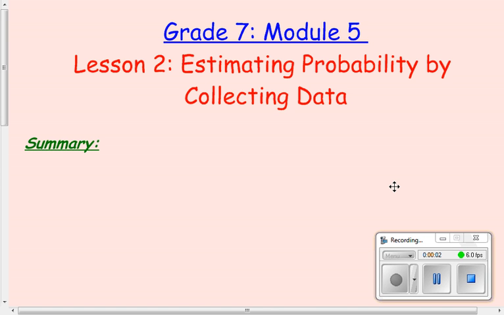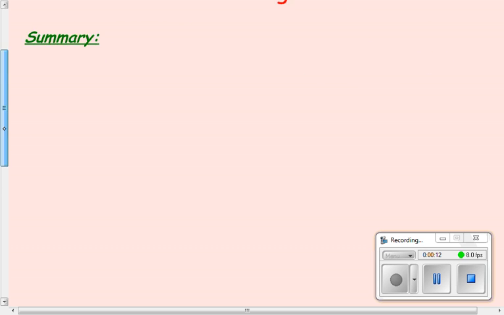Hello, everyone. This is grade 7, module 5, which deals with statistics and probability. And this is lesson 2. The title of this lesson is Estimating Probability by Collecting Data.